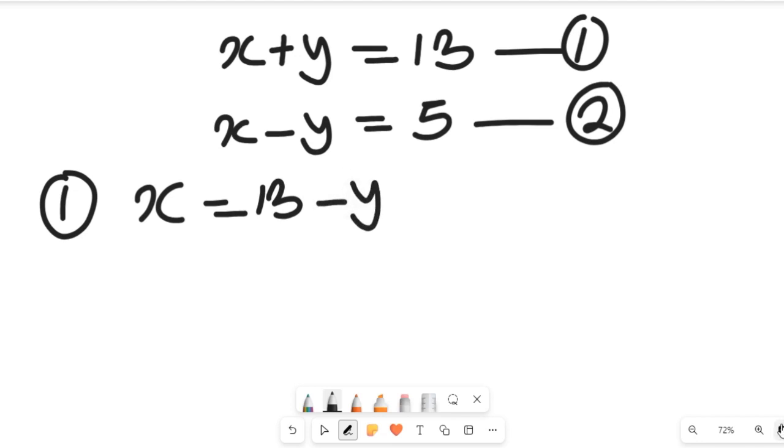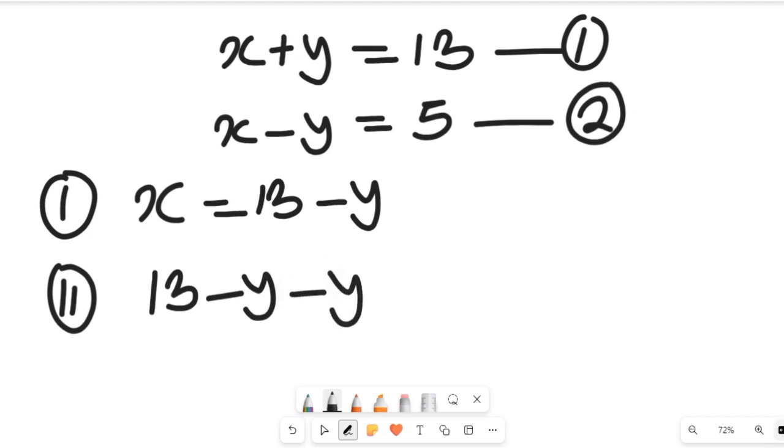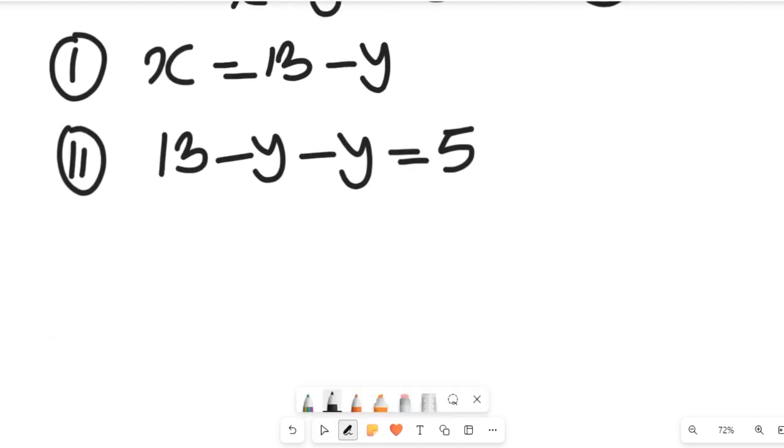So if we substitute this value of x equal to 13 minus y into equation 2, that equation 2 will now become 13 minus y, which represents x, minus y, and this will be equal to 5, right? Good. So if we simplify that, we're going to have that expression now be 13 minus 2y, right? Equal to 5.